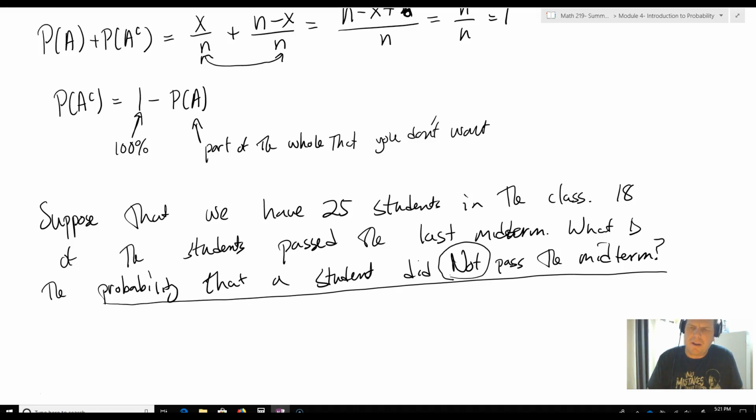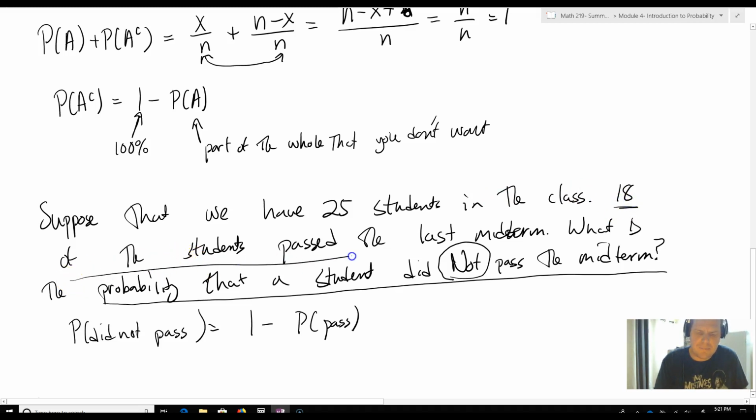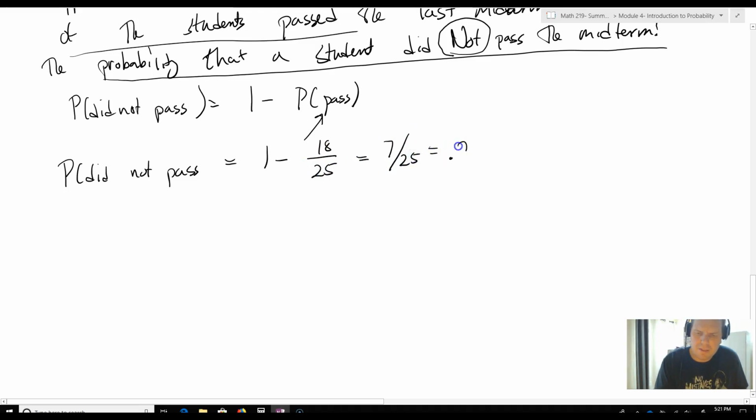So let's say, for example, now I'm like, okay, well, I know something about probability. I find the probability by taking the desired results divided by the total number of results. And I know something about the complement. I know that the probability of, in this case, did not pass is going to equal 1 minus the probability that somebody did pass. And why that's handy is because I only know that 18 of the students passed. I know this value, but I don't know the other. Okay? So what that means is that the probability that somebody did not pass is going to equal 1 minus 18 over 25, which is 7 over 25, which equals 0.28.